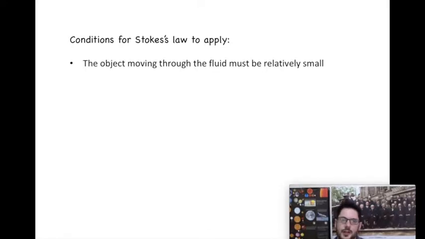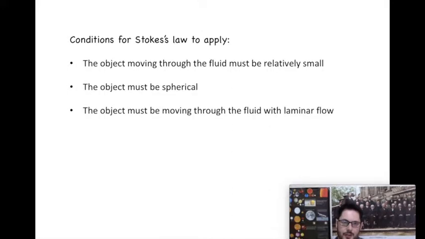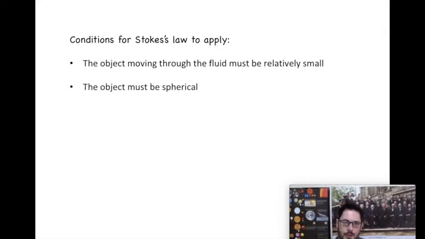The object moving through the fluid must be relatively small. The object must be spherical. The object must be moving through the fluid with laminar flow. And the object must be moving slowly through the fluid. So slowly, small, laminar flow, and spherical for Stokes' law to apply.